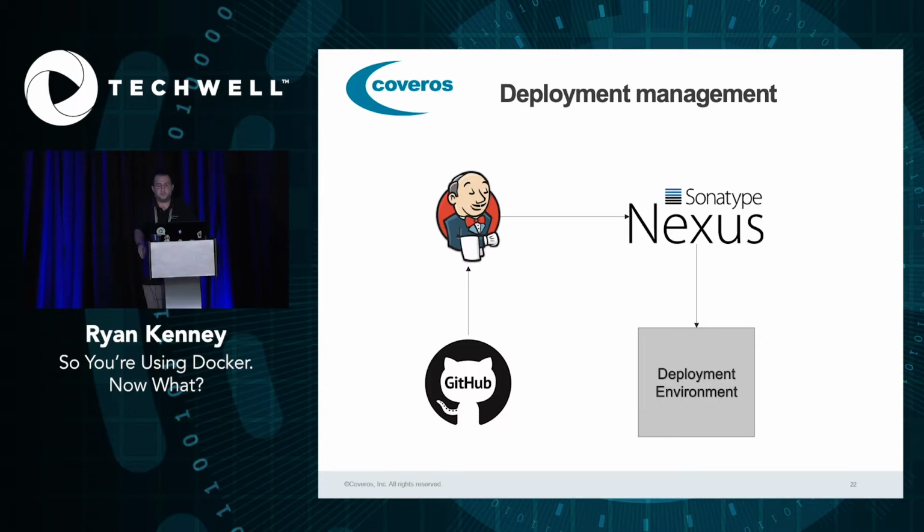Your code comes from GitHub. It goes into your CI server like Jenkins. You build and then publish the artifact and put it into Nexus. And then finally, you have some sort of deployment orchestration tool that takes that artifact and configures it and puts it in your deployment environment. Maybe you have Chef recipes or Puppet scripts or Ansible playbooks, something like that.